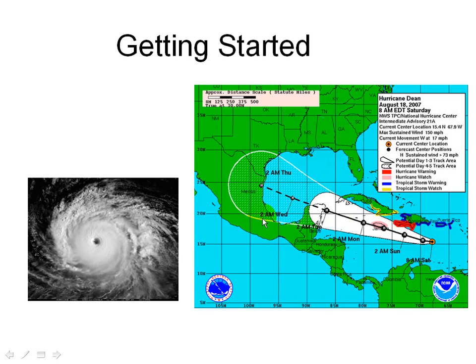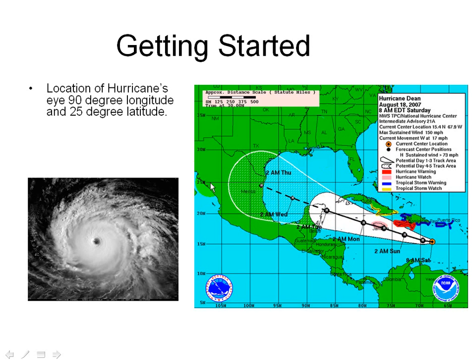So this is an example. In this case, the hurricane's eye is located at 90 degrees longitude and 25 degrees latitude. So here what we have is 90 degrees longitude and then 25 latitude. Okay, so that's the tracking of the hurricane eye, and we can use these as we track this hurricane. We can see how it can be used to predict where the hurricane will hit, and in this case it's someplace off the coast of Mexico.